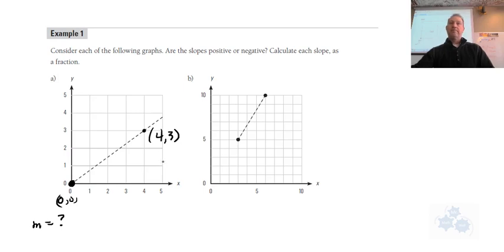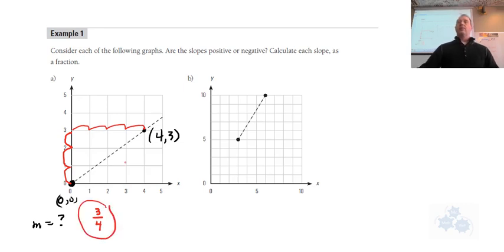Hold up. So remember, we're doing rise first. So what's the rise? It's 3. See, the rise is 3? And what's the run? 1, 2, 3, 4. I had it jiggled up there. Okay. All right. So the slope is 3/4.